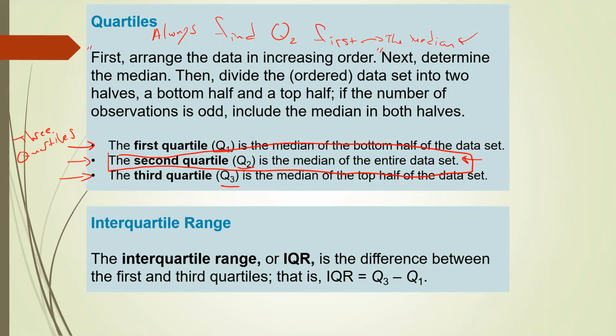Okay. Then what you're going to do, after you find the second quartile, the median of a data set, is take that data set and cut it up, look at the bottom half of data, and find the median of the bottom half of data. Okay, that's the first quartile. So if the first quartile is 25% of data falls below it, the second quartile is the median, or 50% of data falls below this value.